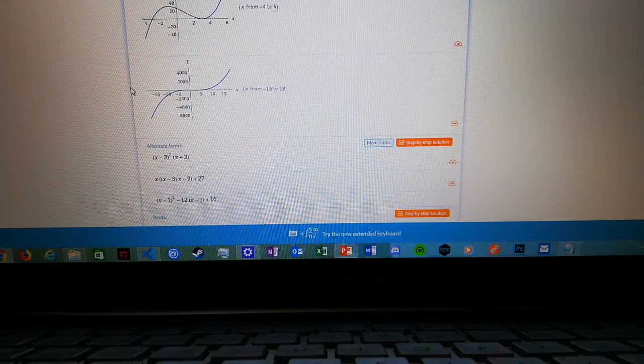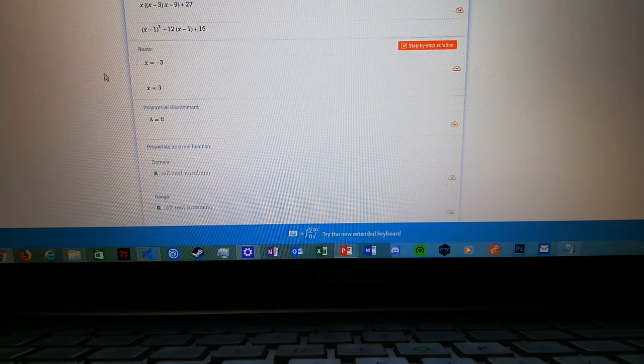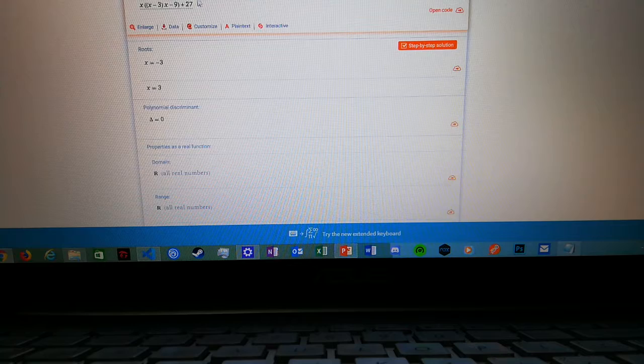Not only that, as you can see here, given normal cubic equations, they are supposed to have 3 x points, but this is an exception because, as you can see here, x minus 3 and x plus 3, which is 3 and negative 3.